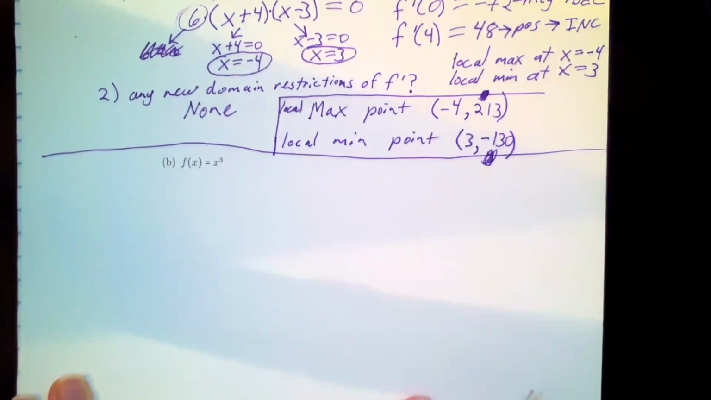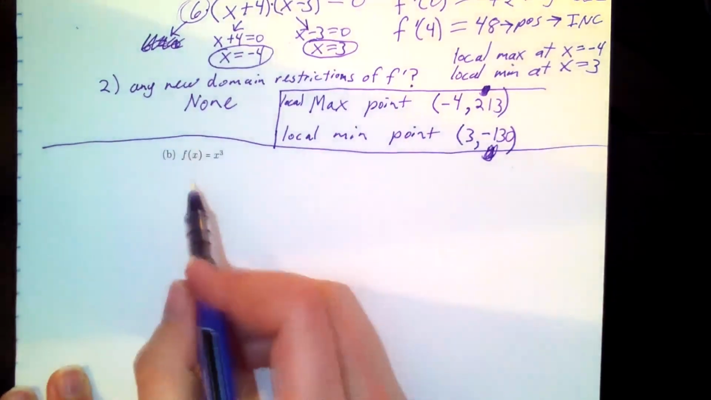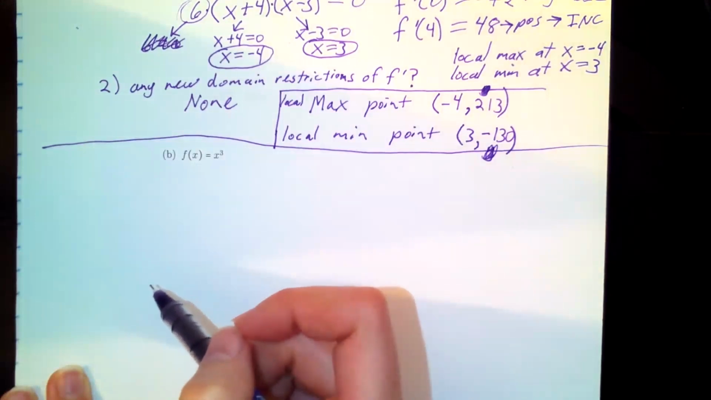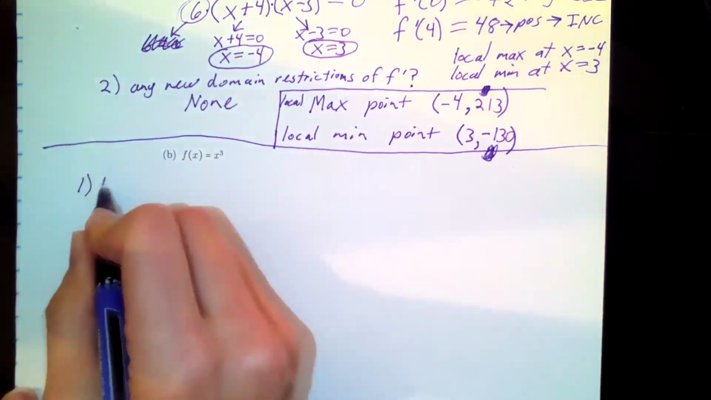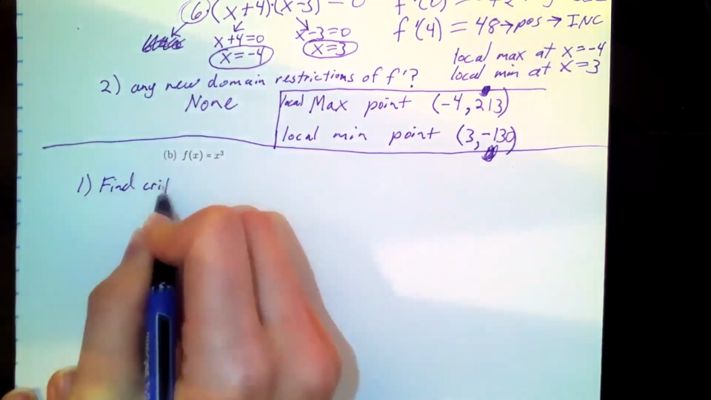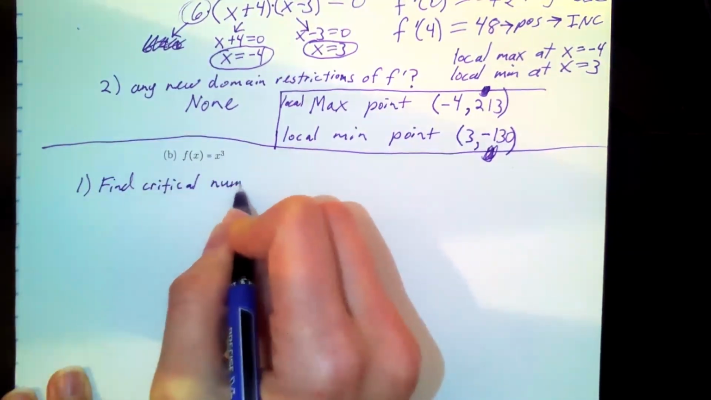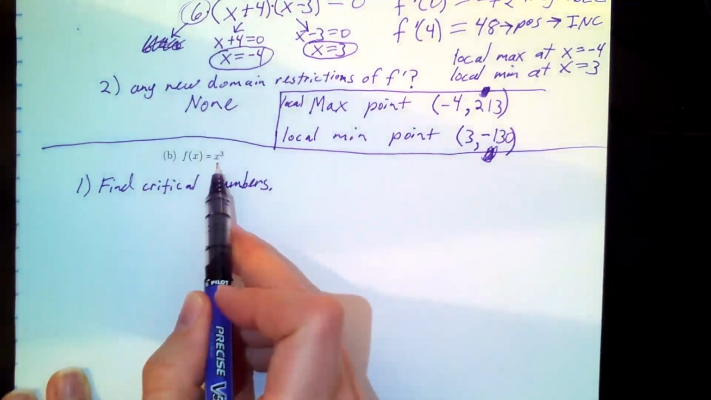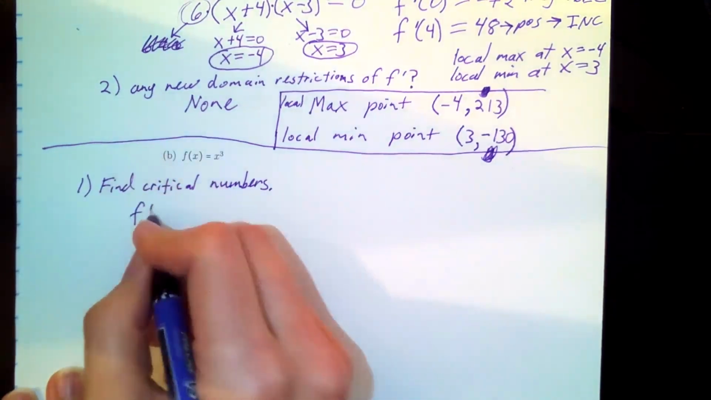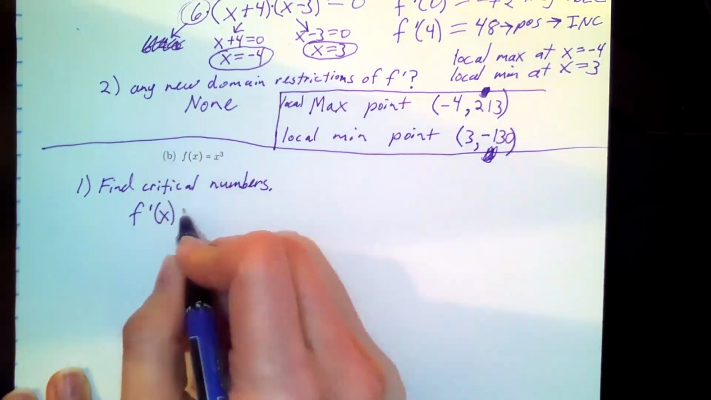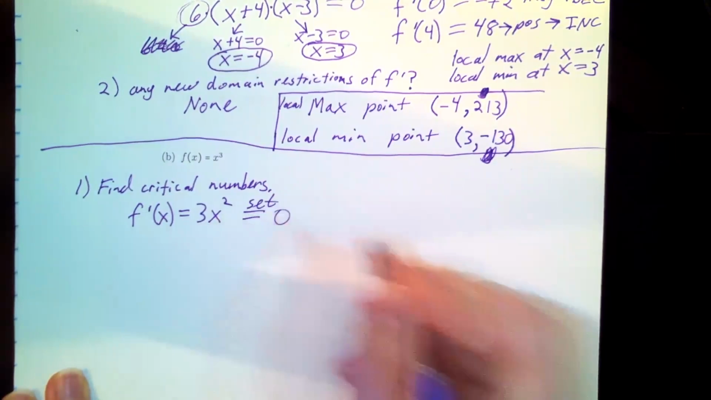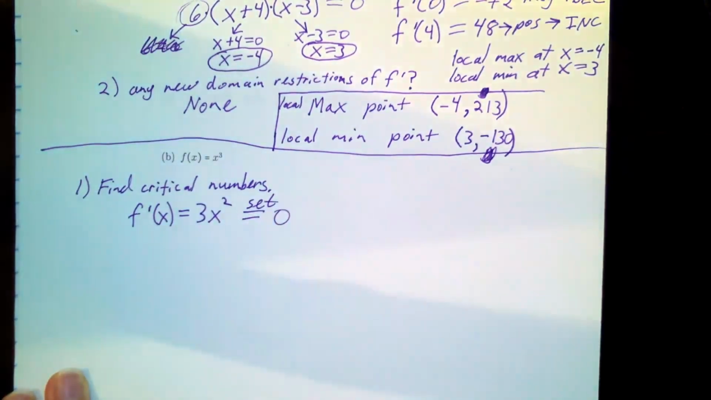Part B, we're going to try to speed this up a little bit, not take so long. This is my original function. They said, find the local max and min, and we go, okay. We're going to use the first derivative test, because that's what they told us to do. So the first thing we want to do is find critical numbers. Find critical numbers, you take the derivative and set it equal to 0. So find the derivative. Derivative of x cubed is 3x squared. And we set this equal to 0 and solve. That's one of the conditions for finding critical numbers.